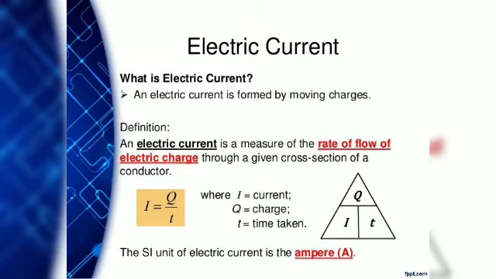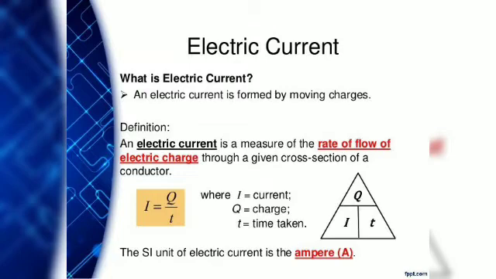Definition: rate of flow of charge. The rate of flow of electric charge through a cross section of the wire is called electric current. So I = Q/T, where I is the symbol of current, Q is the symbol of charge, and T is the time taken.